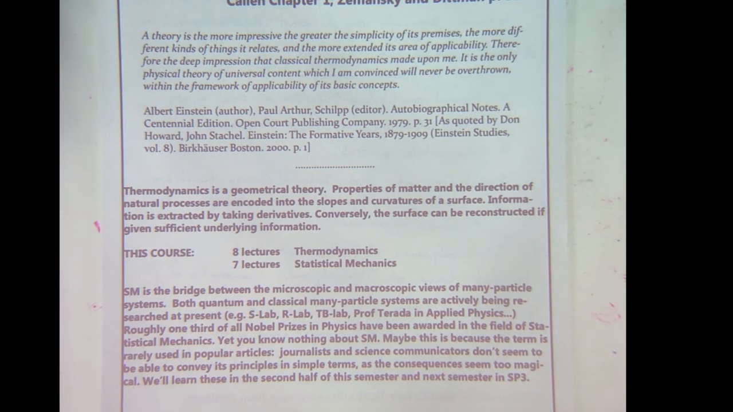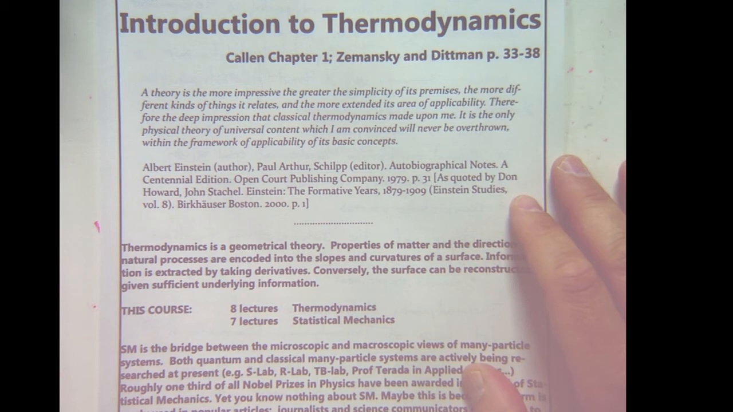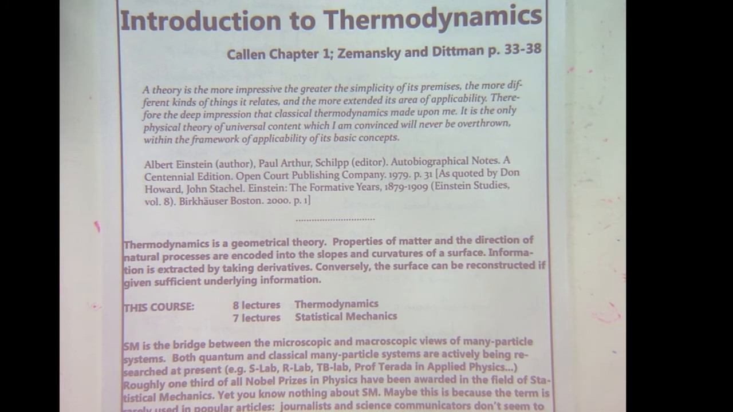Thermodynamics is a geometrical theory. What I mean by that is that properties of matter and in a sense the arrow of time, the direction of natural processes, are encoded into the slopes and curvatures of a manifold. So thermodynamics is a geometrical theory. Does anyone know any other geometrical theories in physics? You wouldn't have studied it yet, but you would have heard of it. You heard of one? General relativity is a geometrical theory. Yeah. So thermodynamics has that similarity.